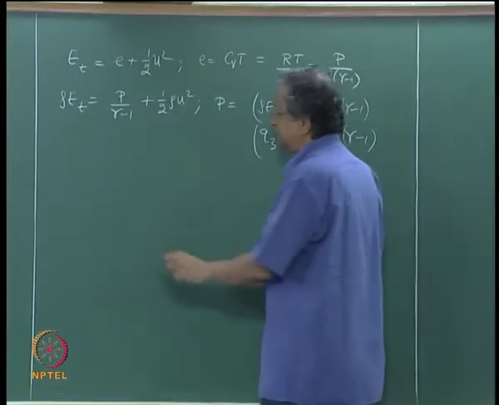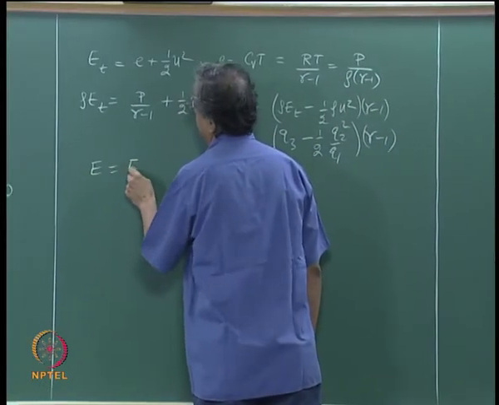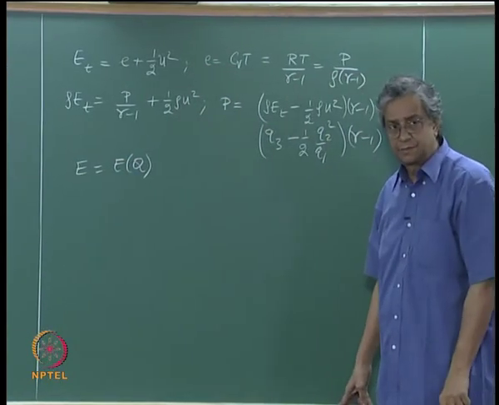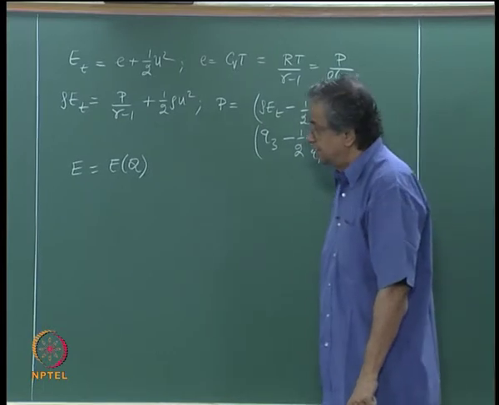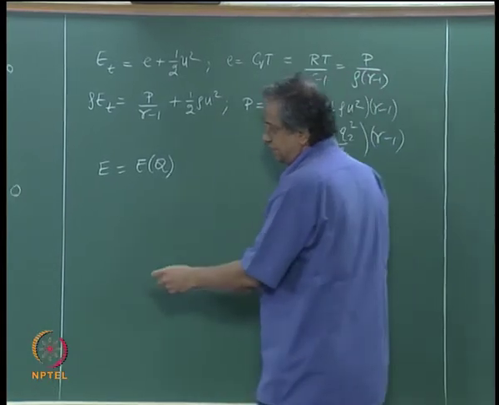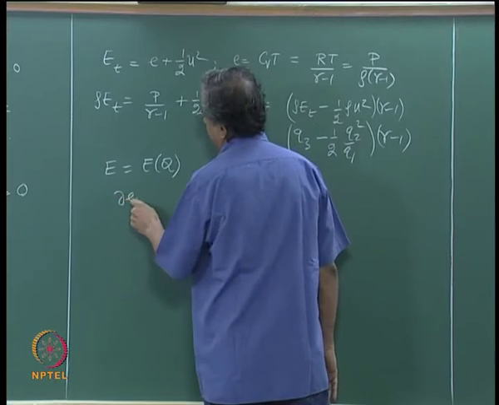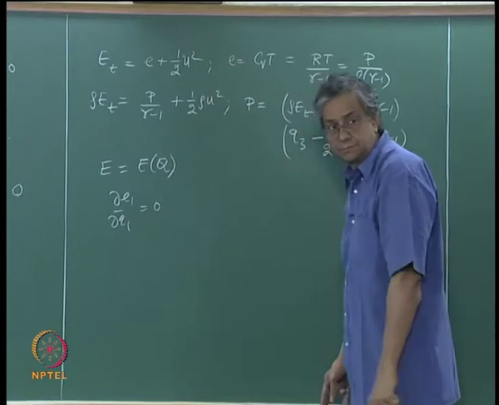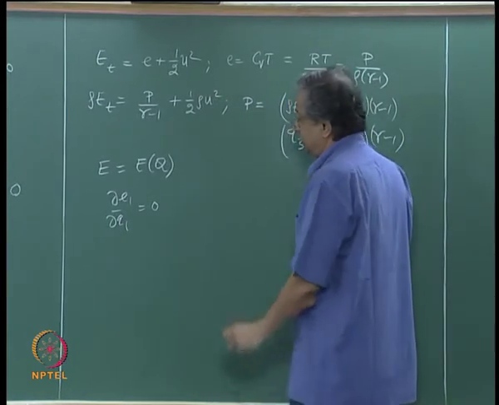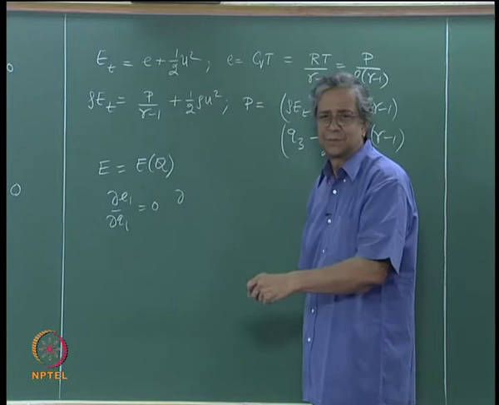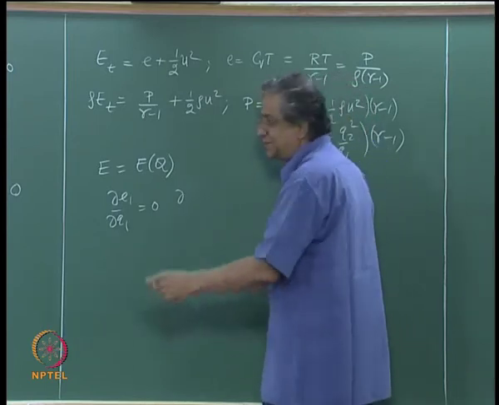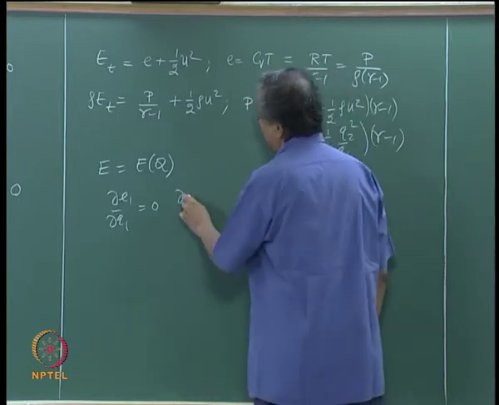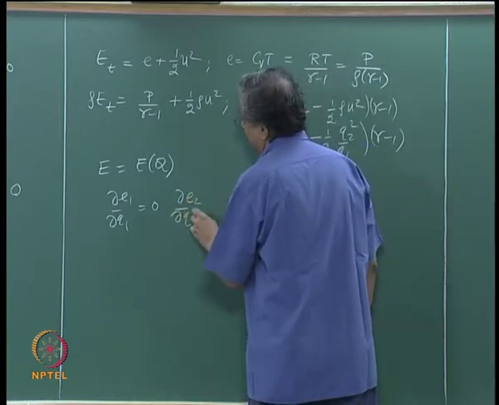So we have actually managed to write E as a function of Q, and it is actually possible for you to find dou E dou Q. So the first term, for example, dou E1 dou Q1 is 0. Dou E2, I will do the easy ones, I will leave the others for you. I will write it out, but I would suggest that you check that I have not made any mistakes.